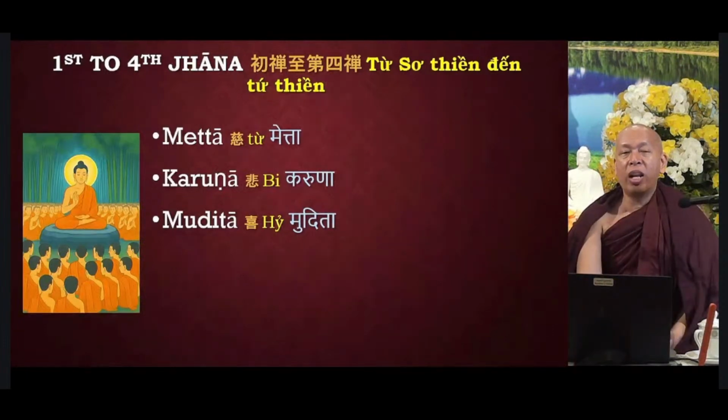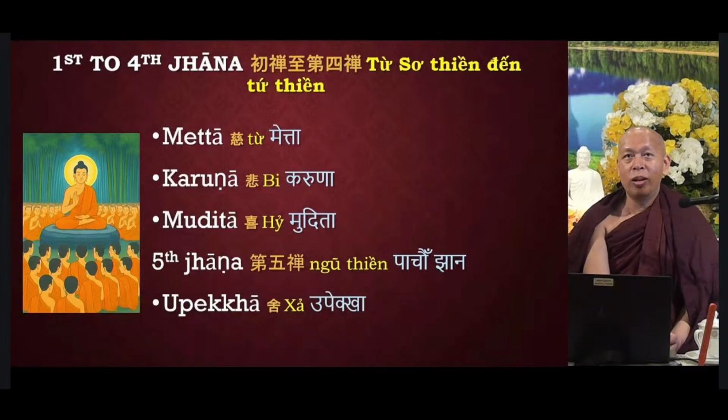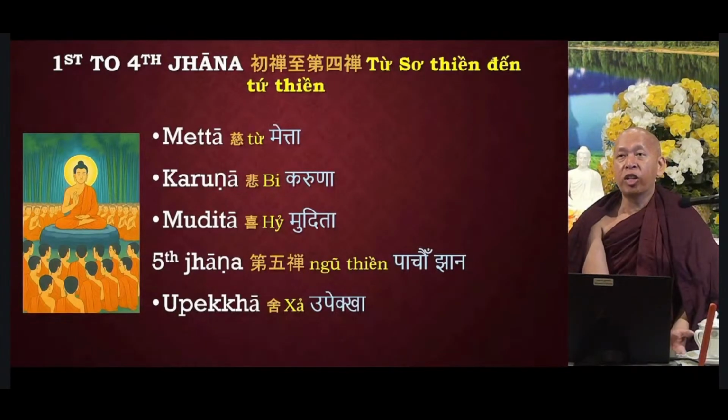Okay, now we have the last part, fifth jhana. This is Upekkha meditation. By practicing Upekkha, we can attain only fifth jhana. We cannot attain first jhana, second jhana, third jhana, fourth jhana.